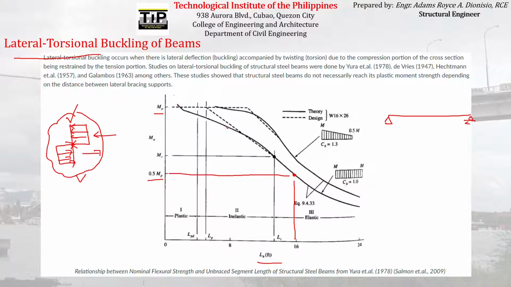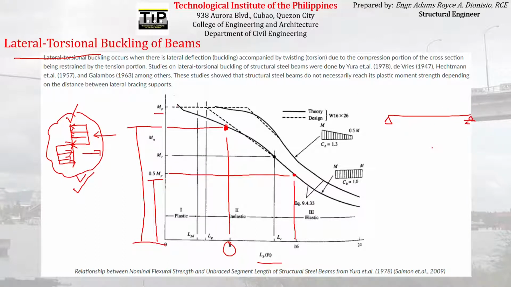But if the unbraced length is just equal to this, for example, at this point here, the corresponding moment capacity increases, I mean, inversely increases. Obviously this portion here is larger than this magnitude. So that is what the graph means. As you increase the unbraced length, the moment capacity tends to decrease. The tendency is that it will not reach this scenario that we are presenting here as you increase the distance from one brace to the other.